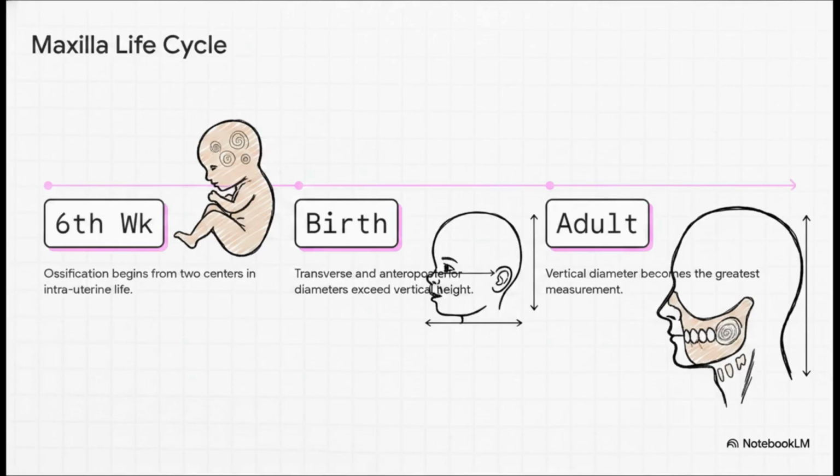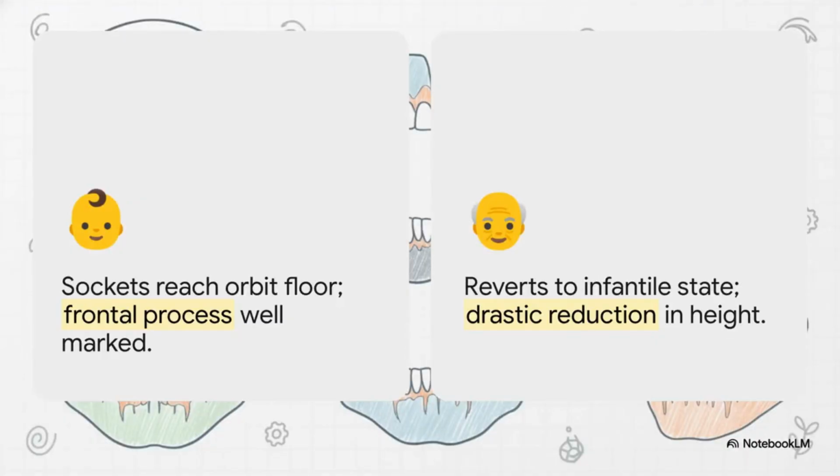Now at birth, the maxilla's shape is vastly different from an adult's. Its side-to-side and front-to-back dimensions are actually greater than its height, but as you grow up, that flips. The vertical diameter becomes the greatest measurement. This massive increase in height happens because the alveolar process grows downward for your adult teeth, and that internal maxillary sinus expands tremendously. But that structural journey keeps going.